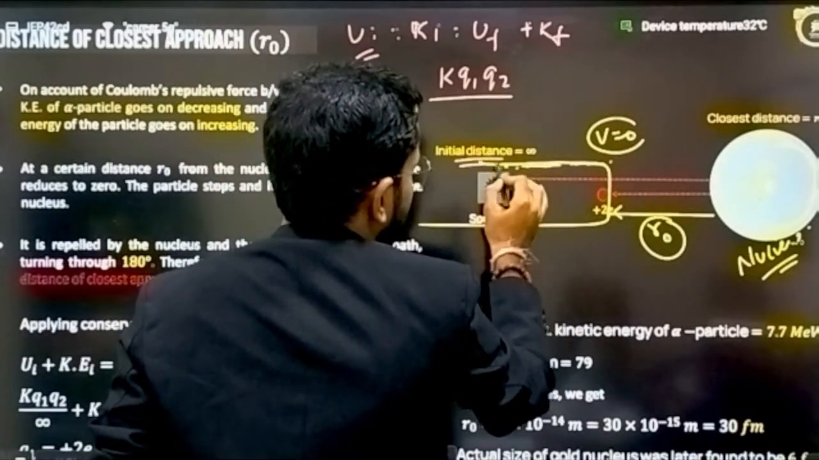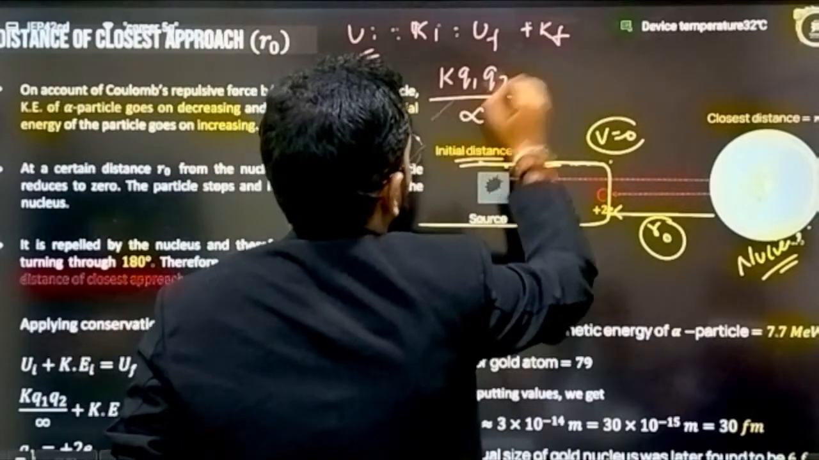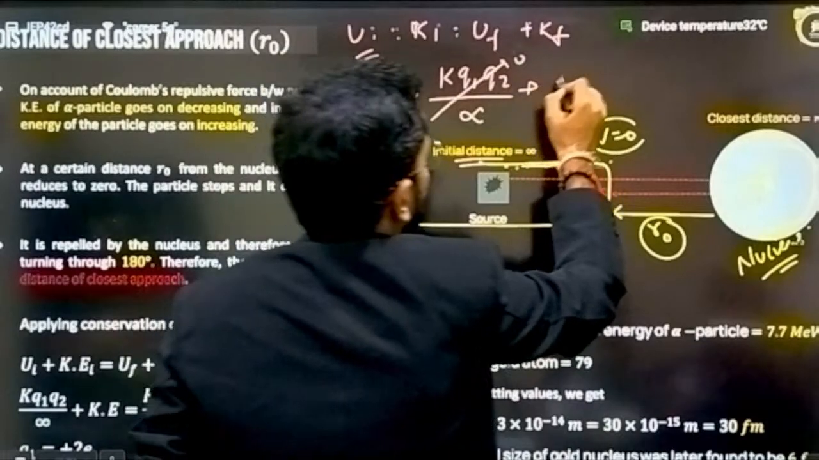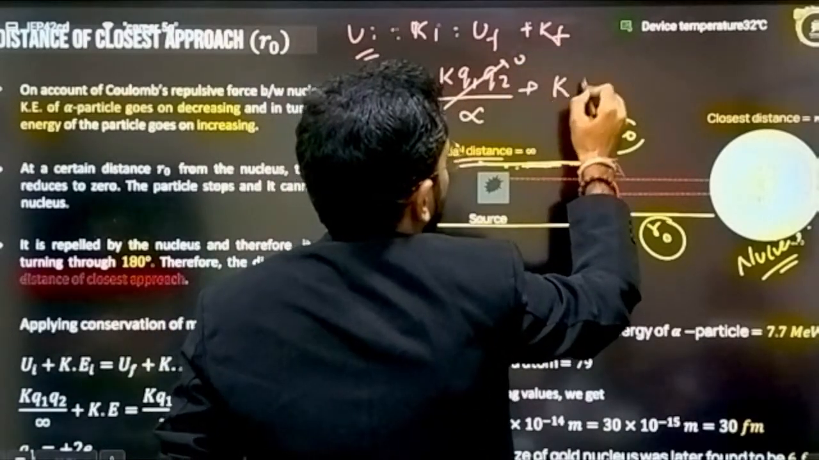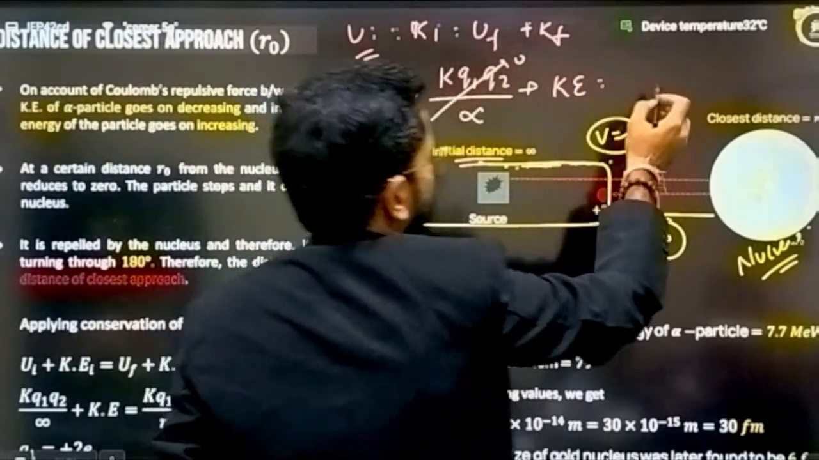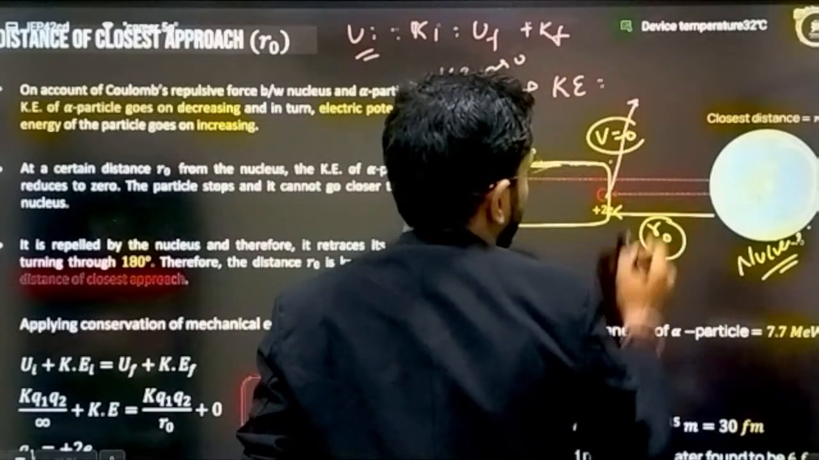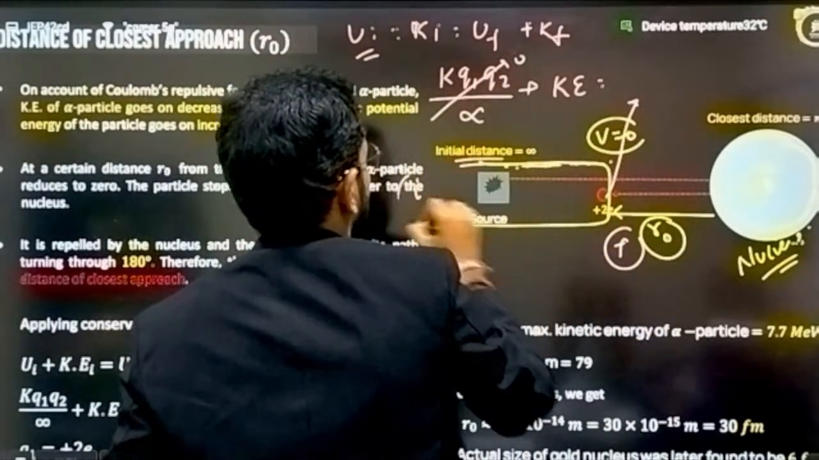Initially the distance is always at infinity. Take it as infinite. That means can I say it will become zero? Very good, it becomes zero. Initial kinetic energy, let's suppose it is given to you. Final potential energy, how will you write the potential energy at this point? This is the final scenario and this is your initial scenario.